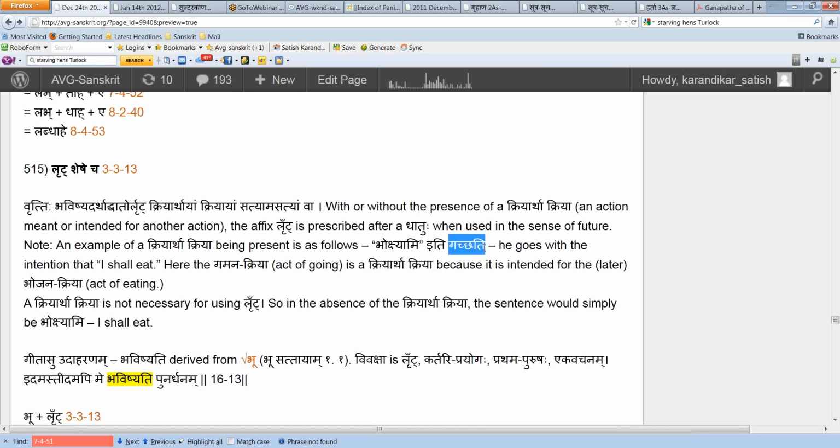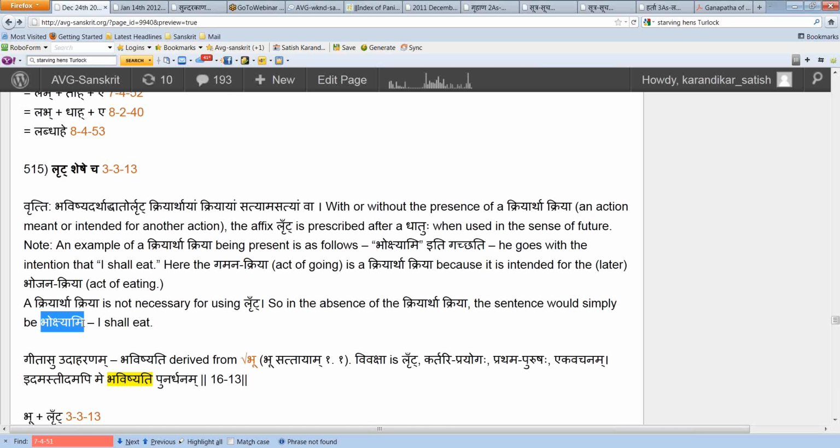So that is what's called a kriyartha kriya: when one action is done with the intention, the purpose, the plan that a second action will be done, so that earlier action is supporting, or essential, for that second action. So that is bhokshyami iti gacchati. And even if that kriyartha kriya is not there, we can still use rut. We can just say bhokshyami, I shall eat. The dhatu is bhuj. We'll derive this form shortly; don't worry about the form right now. Understand the meaning for which rut is used: following a dhatu which denotes a future action, whether a kriyartha kriya is present or not.